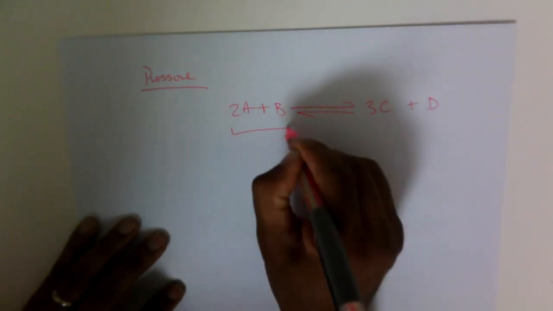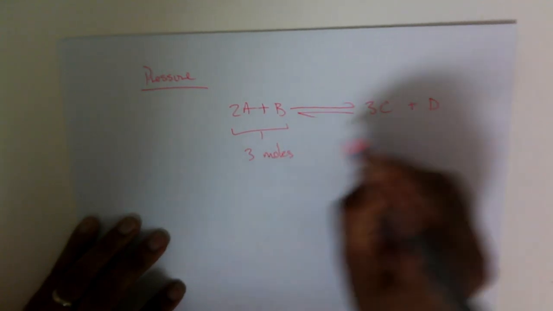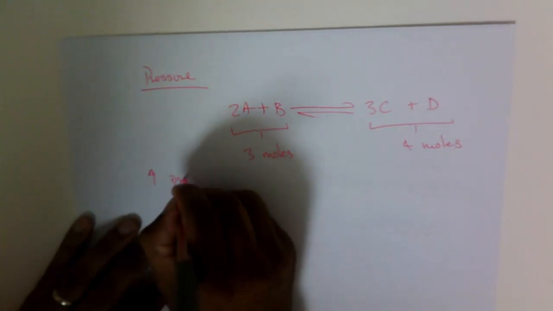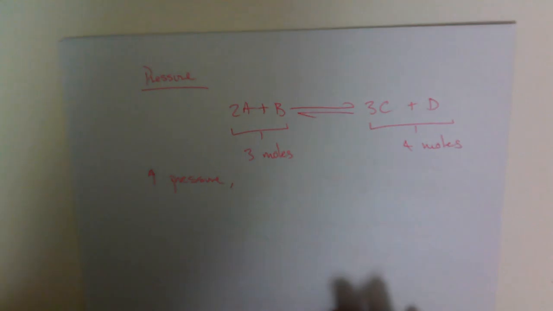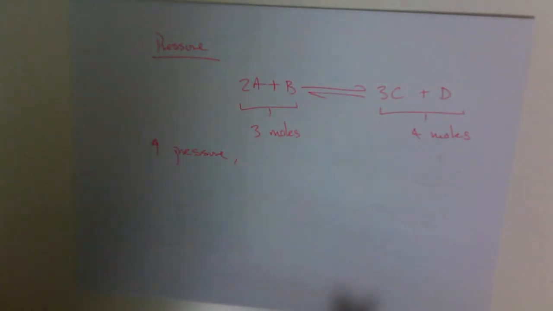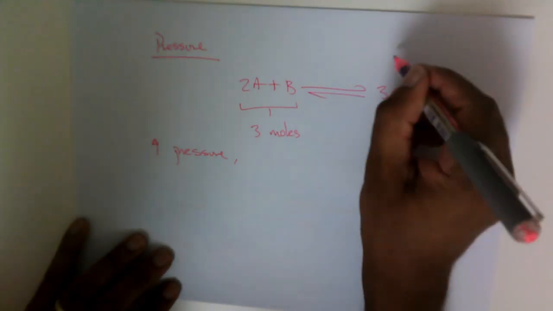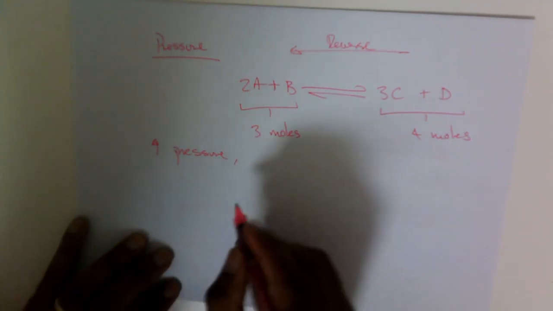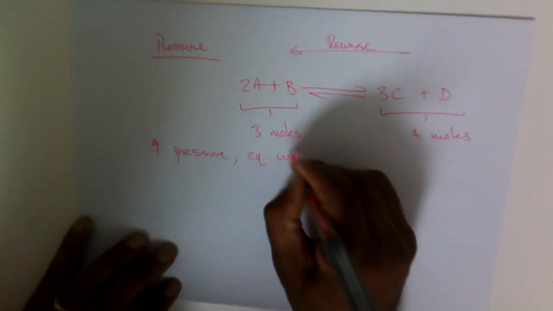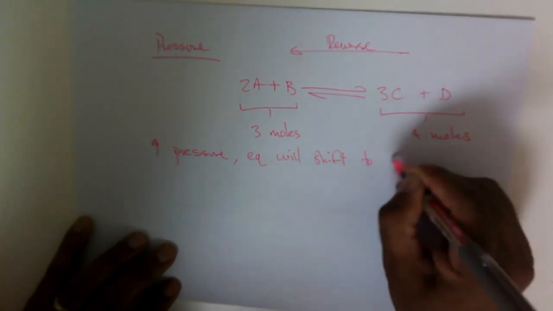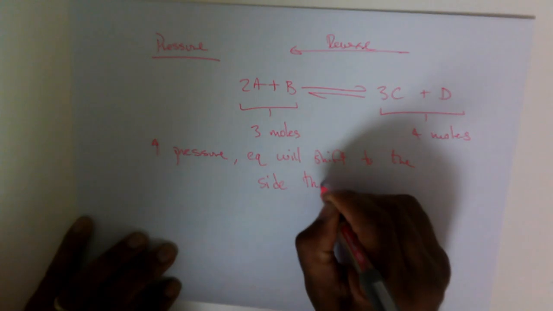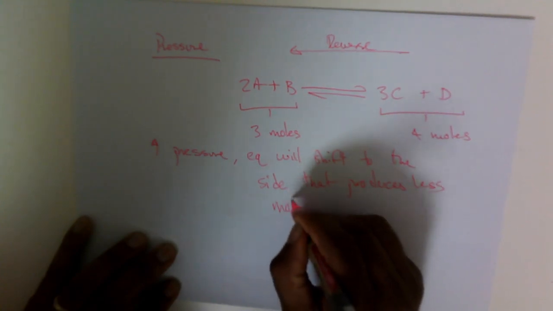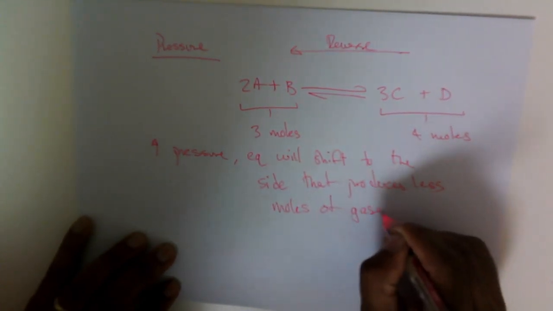So on this side you've got 3 moles of gases, on this side you've got 4 moles of gases. So if you increase pressure, equilibrium will move to the side which reduces pressure. So the one that reduces pressure is the reverse reaction, so then there will be more of the reverse reaction. So increasing pressure, equilibrium will shift to the side that produces less moles of gases. So in this case it's the reverse reaction.